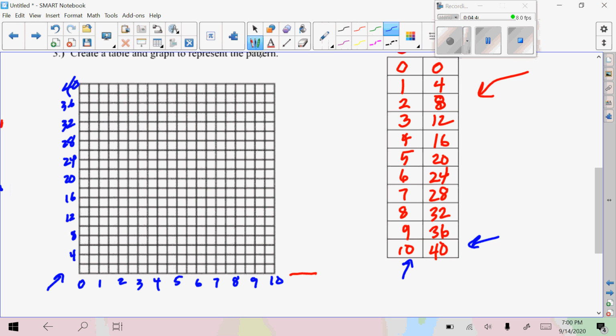Okay, so going by 2s on that, now you should always label so we know which is which. So this is the number of tiles here, and this is the case we're on. And then you can go ahead and plot these points, 0, 0, 1, 4, 2, 8, and so on.